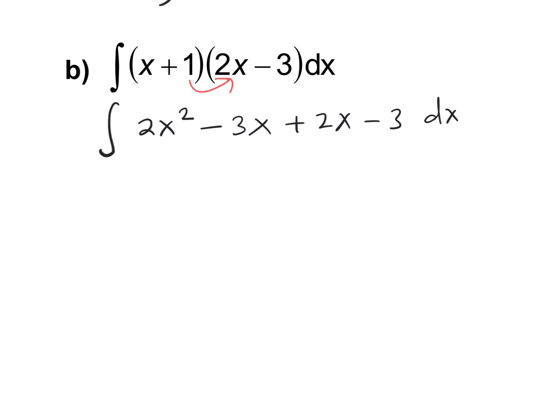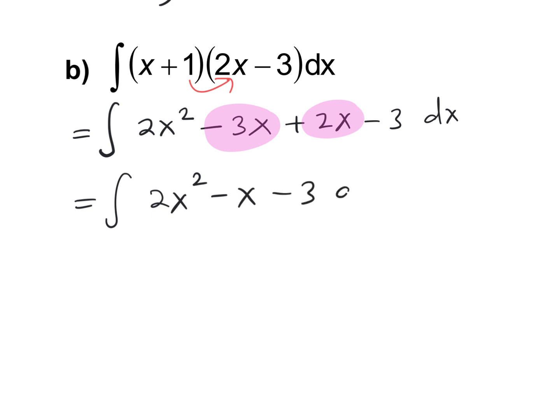Now check if there are any terms that we can simplify. So you can see that the same term that we have is -3x, and here is positive 2x, with the variable of x only. Okay, so we can simplify that one first. -3 plus 2 is -1, so -x minus 3 dx.